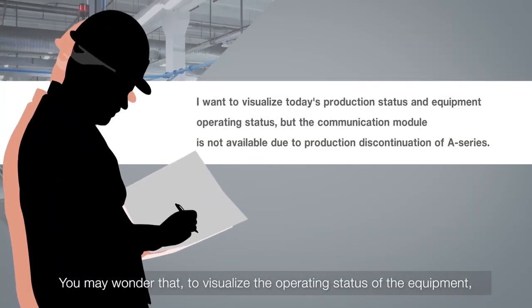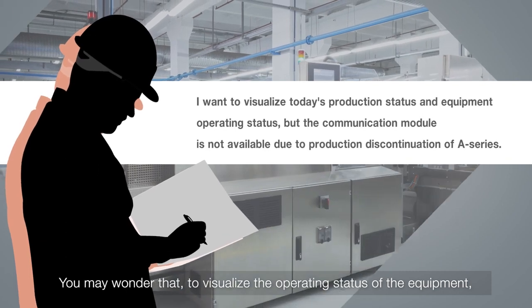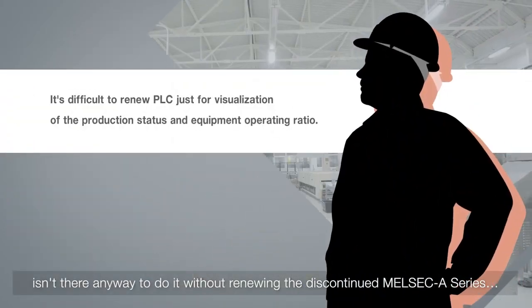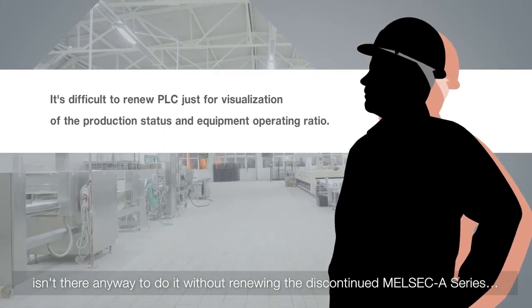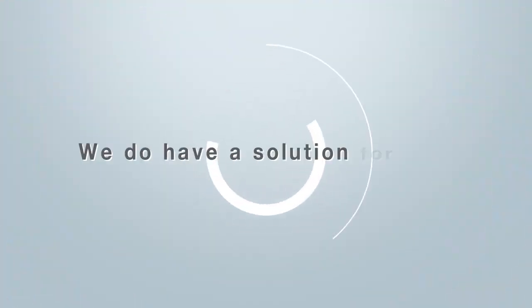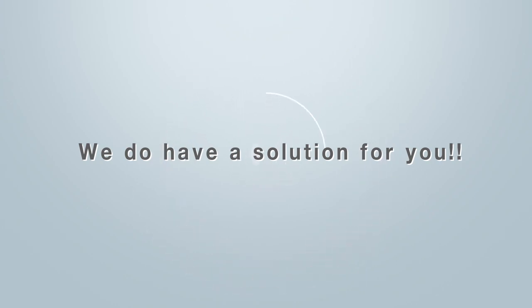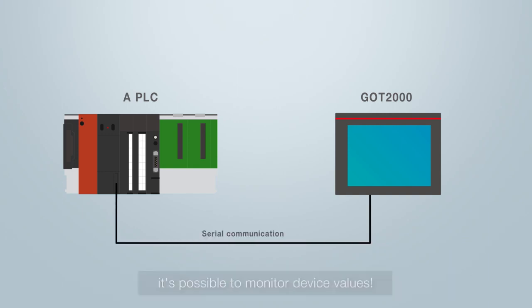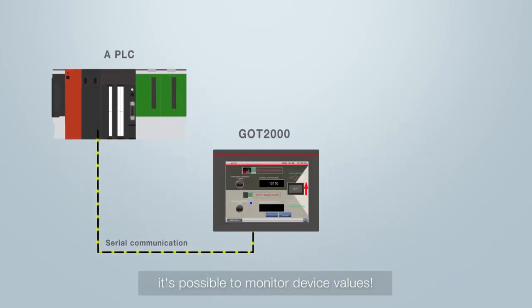You may wonder that, to visualize the operating status of the equipment, isn't there any way to do it without renewing the discontinued MELSEC-A Series? We do have a solution for you. If you connect GOT to the 25-pin port on MELSEC-A PLC, it's possible to monitor device values.